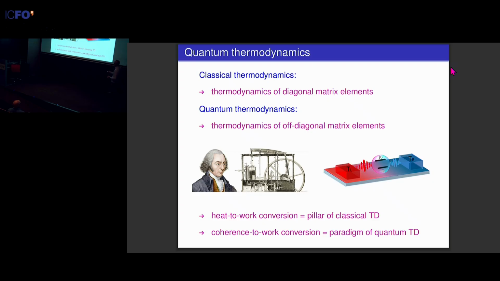So if we have a heat-to-work conversion mechanism, you only play along the diagonal. And if you allow for coherence-to-work conversion, meaning you combine the off-diagonal and the diagonal matrix elements, this is something that you could consider as a paradigm of quantum thermodynamics. And the experiment I'm going to present is going to play at that level.